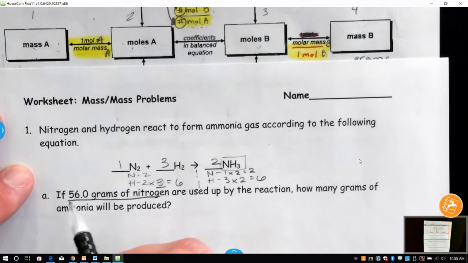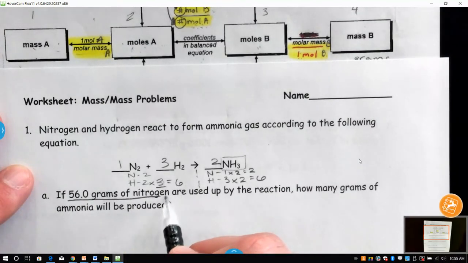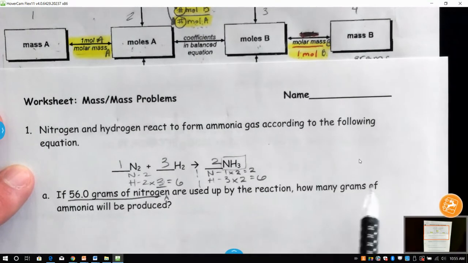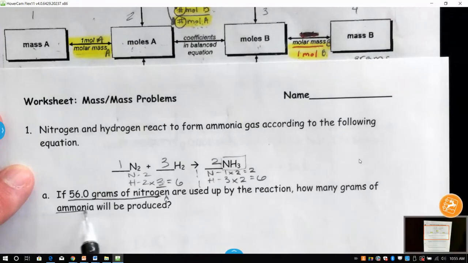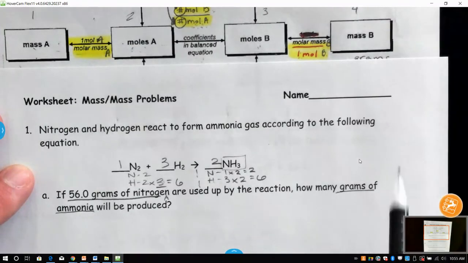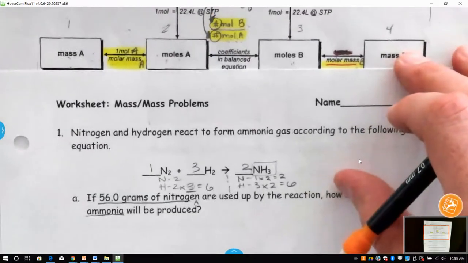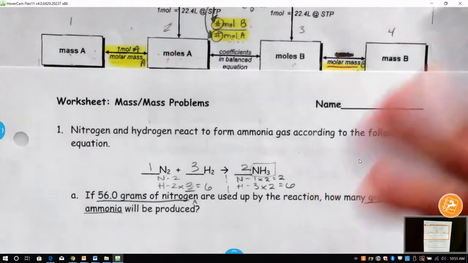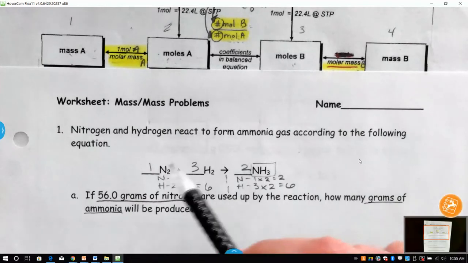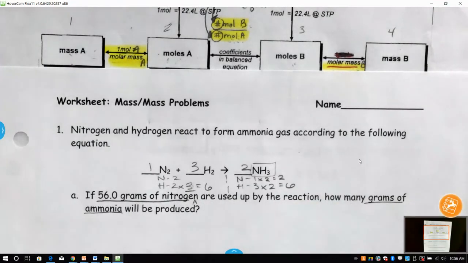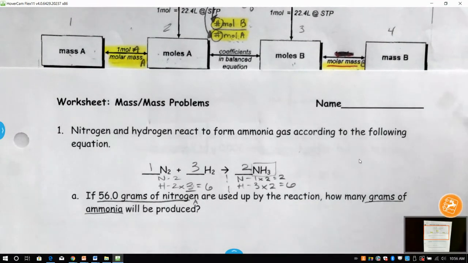56 grams of nitrogen. That is A. That's what we're given. And it is used up by the reaction, how many grams of ammonia will be produced? Grams of ammonia. Well, I'm not sure what that is. What is ammonia? Well, guys, you should be at this point where you recognize most elements. You should know that that's hydrogen, that's nitrogen. So ammonia will be the only one left here, which is NH3.